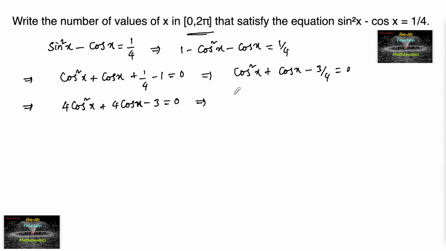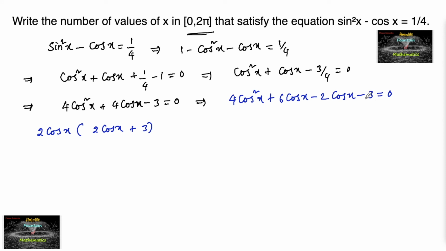So let us simplify this. We can write this as 4 cos square x, and since 4 into minus 3 is minus 12, let me write 6 cos x minus 2 cos x minus 3 equals 0. From the first two terms I can take 2 cos x common, so we can write 2 cos x into 2 cos x plus 3, and from the last two terms we can take minus common, so we have minus 1 into 2 cos x plus 3 equals 0. So we can write 2 cos x plus 3 equals 0, or 2 cos x minus 1 is equal to 0.